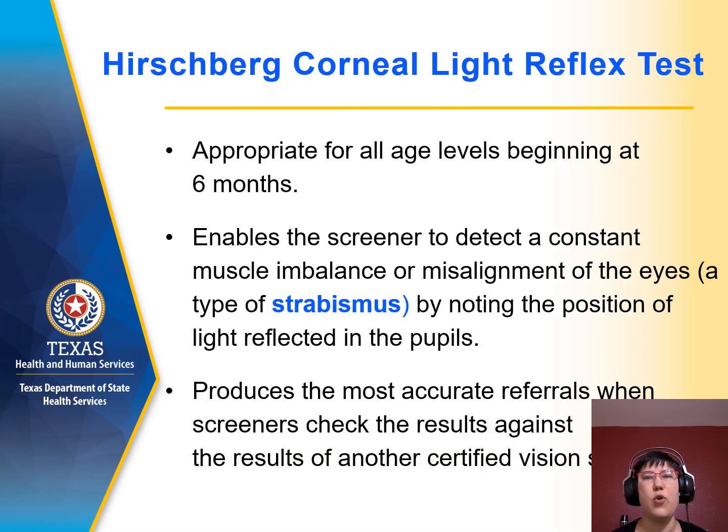The Hirschberg corneal light reflex test is appropriate for all age levels beginning at 6 months of age, and it enables you to detect a constant muscle imbalance or misalignment, which is a type of strabismus, because you're looking to see where the light is on both of the pupils and see if it matches up. And if you see something, you want to have other people correct you. If you're just not sure, double check. That is not cheating. That is actually what you're supposed to do.